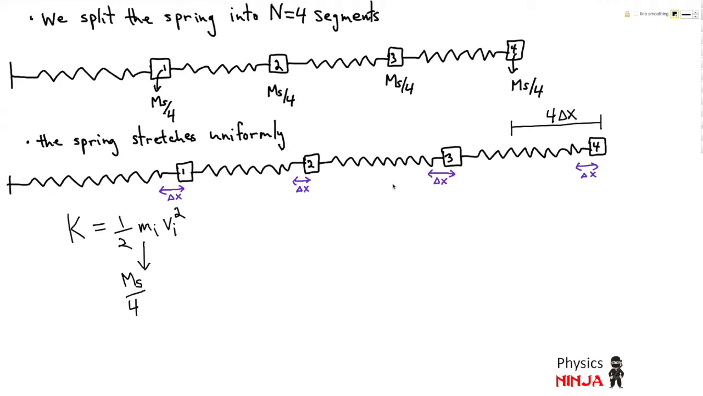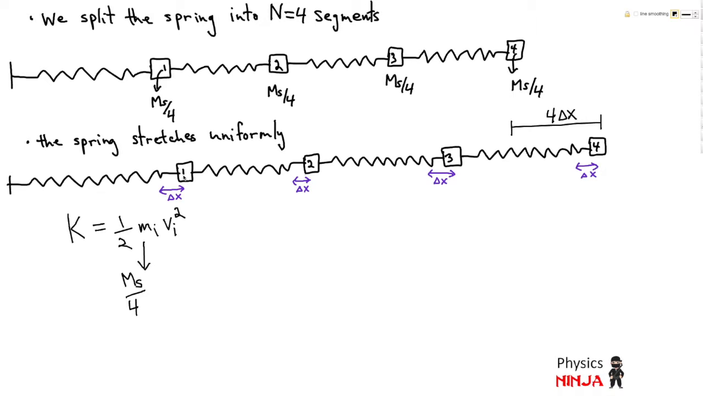So now, if you look at an instant of time and compare how each block will move, let's consider that in one instant of time the spring compresses a distance of delta x.